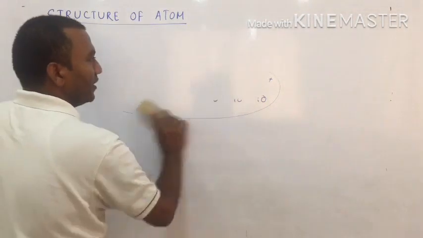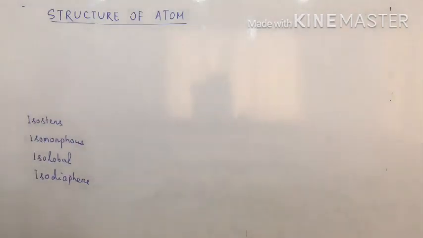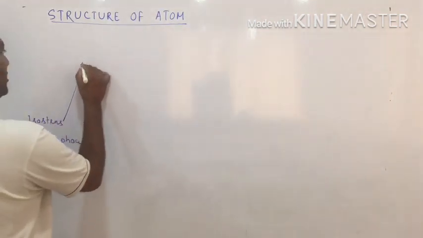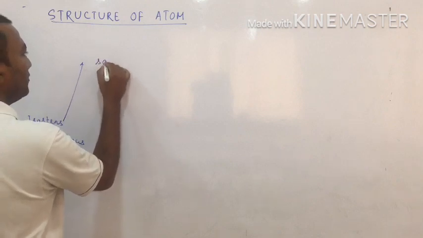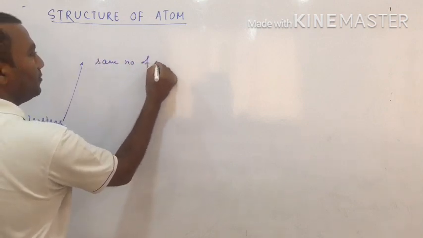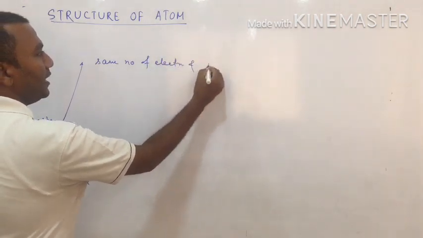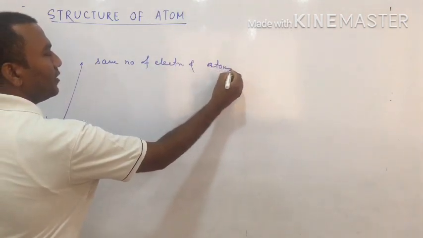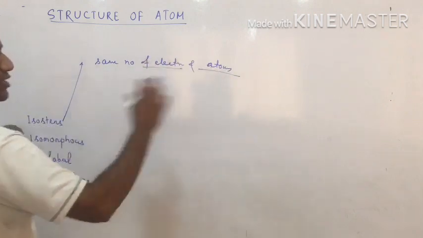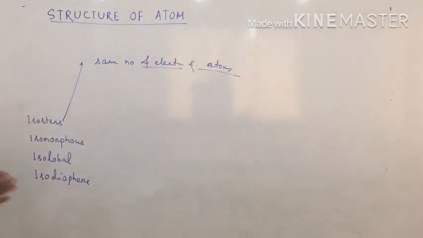Then next part is, what is the meaning of isosters? Isosters means ions or molecules having the same number of electrons and the same number of atoms. Electrons are the same, atoms are also the same.